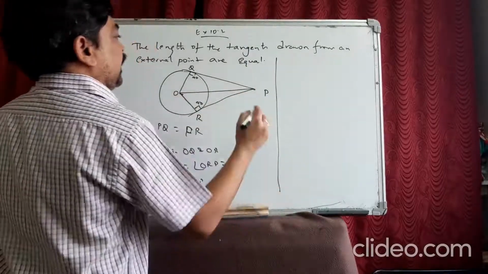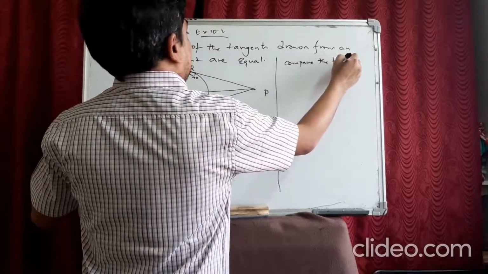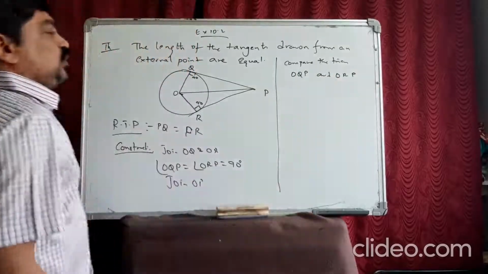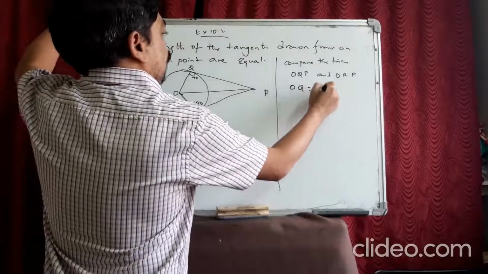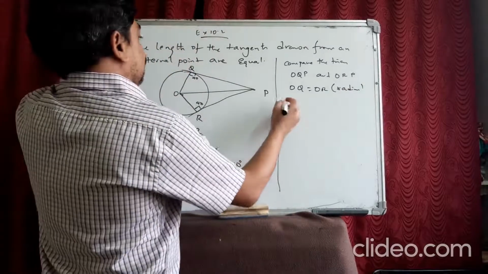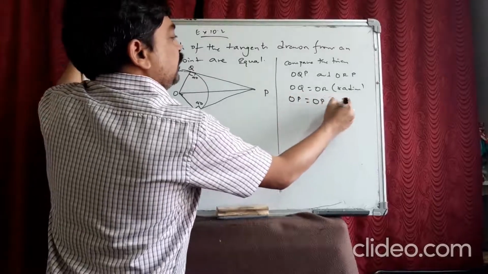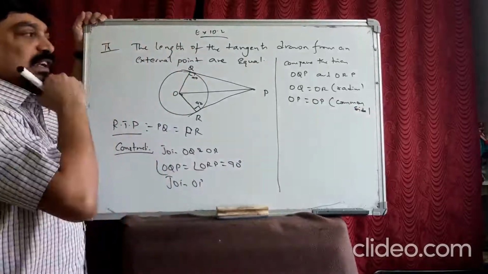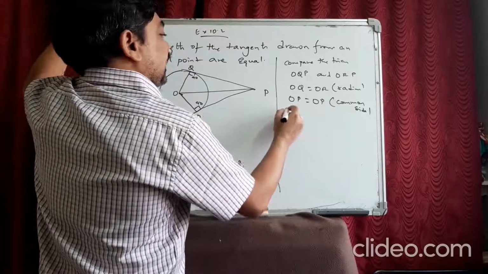Now if I compare the triangles OQP and ORP, clearly OQ is equal to OR because these are radii. The radius is the same in a circle. Also OP is equal to OP, which is a common side for both the triangles. Two sides are equal. Now, it is a right angle triangle.